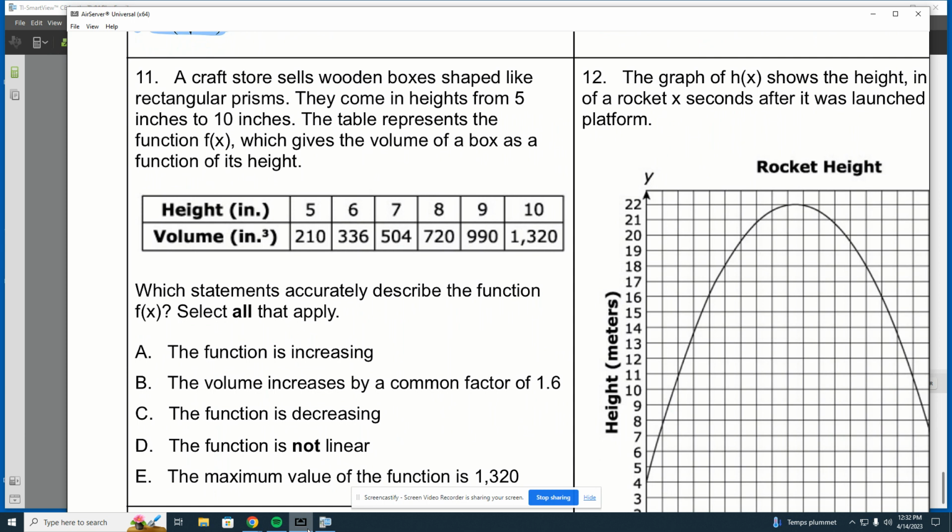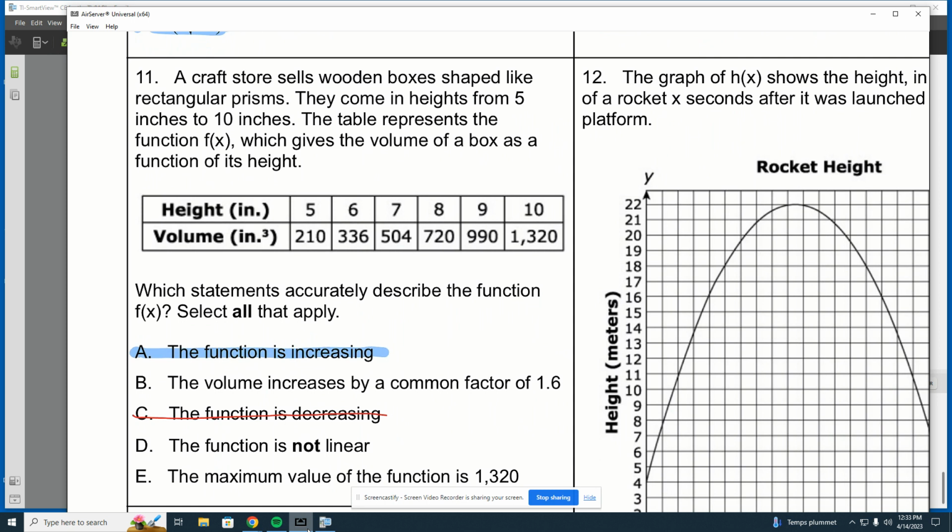Absolutely. So not only does that answer A, it also unanswers what? C. There's no way it's increasing and also decreasing. You can't pick both of those. It's only going up. It cannot go down, as you can see. B and D are the ones that sometimes trick people. I don't think E does.